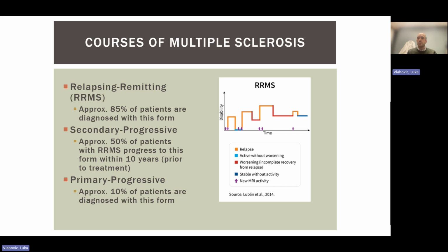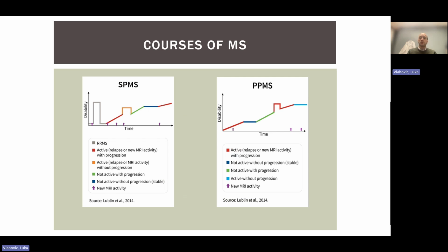On the x-axis is time, on the y-axis are neurological symptoms or deficits. So we can see that these relapses occur, reach a plateau, and then gradually improve over time, either to complete normal or leaving some residual deficits behind. Now, the second course would be secondary progressive. Secondary means it always follows a relapsing course.